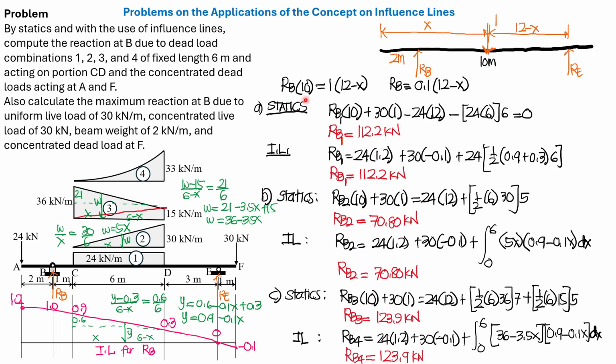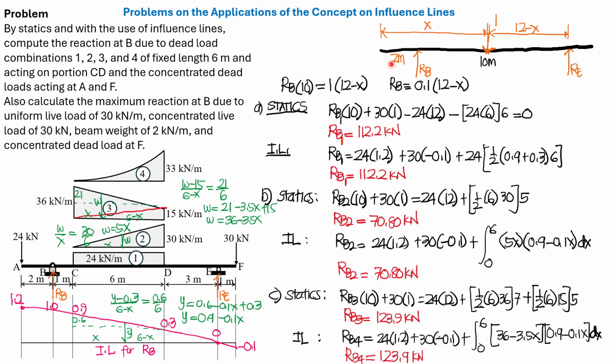So we have RB times 10 equals 1 times 12 minus x. So RB is 0.1 of 12 minus x, which is a line of y-intercept, if the origin is the left hand, 1.2, 0.1 times 12, and with a slope of negative 0.1. So this is represented by this line, and all you have to do is plot and label these coordinates to the influence line. So for instance, when x is 0, 0.1 of 12 is 1.2.